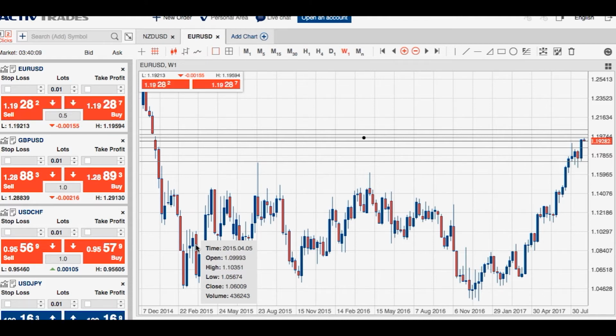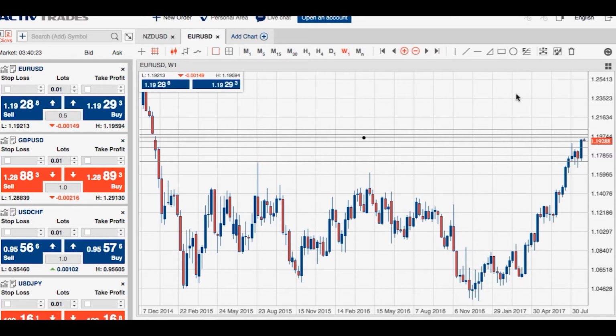My name's Nathan Batchelor. I'm a Forex trader and technical analyst, and today I'll be looking at the euro against the US dollar. I'll be discussing its recent trading history, and I'll also be identifying the key technical levels that you need to know going forward.